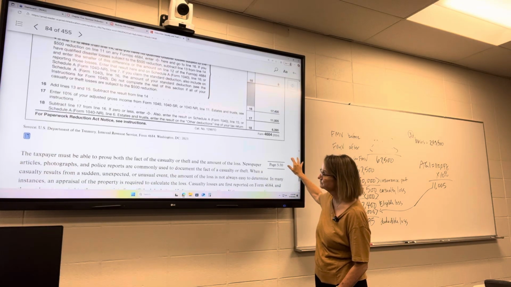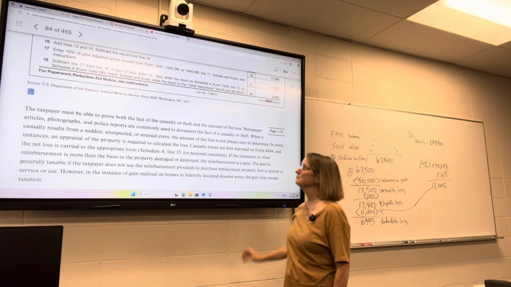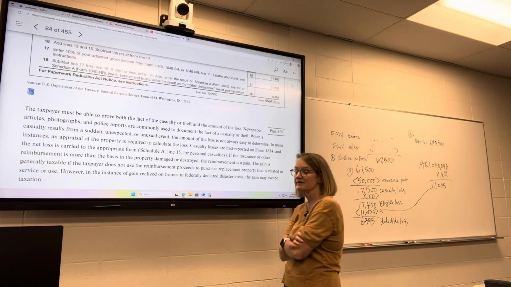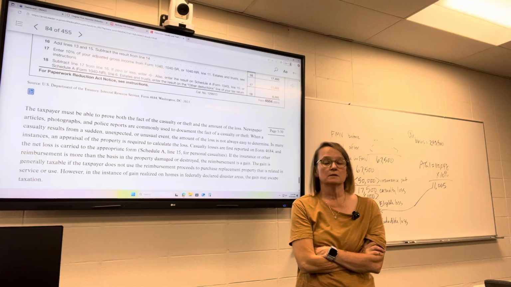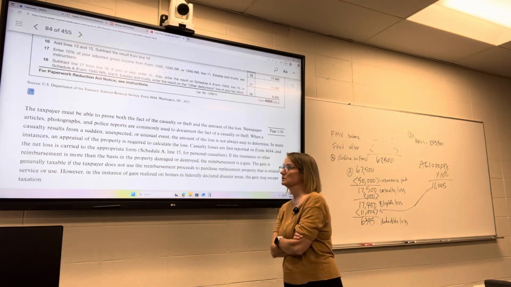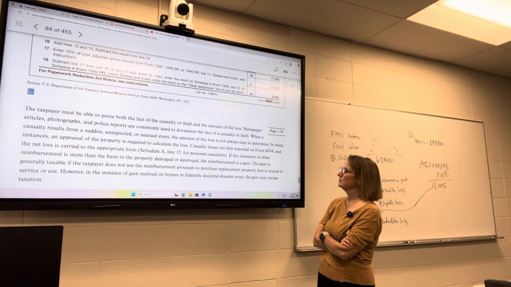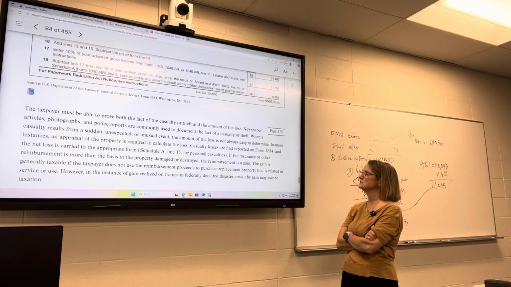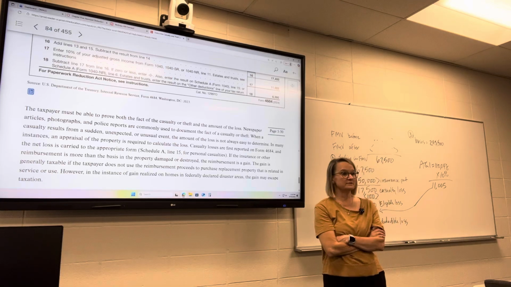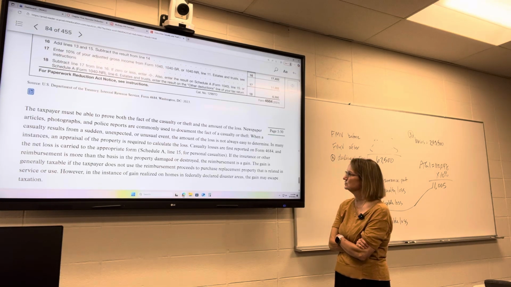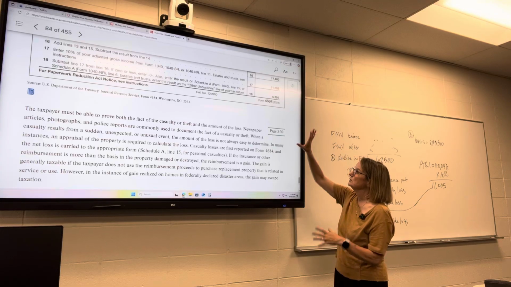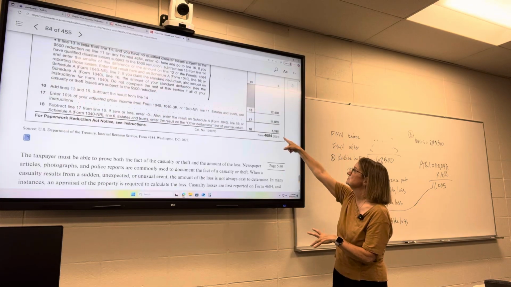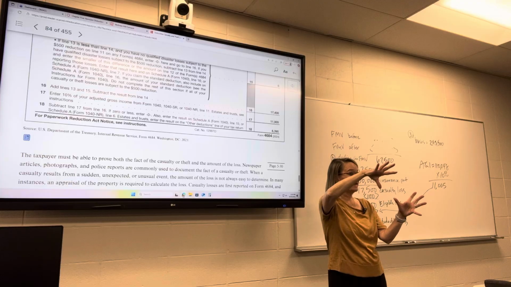That is filed. The taxpayer has to be able to prove both the fact of the casualty or the theft and the amount of the loss. So you'd probably get an insurance adjuster or some sort of substantiation there. Newspaper articles, photographs, and police reports are commonly used to document the fact of a casualty or theft. Well, you'd have to have that presidentially declared disaster area. So you fill out that form, and then the amount, this $63.95, would get transferred to the Schedule A as a deduction.